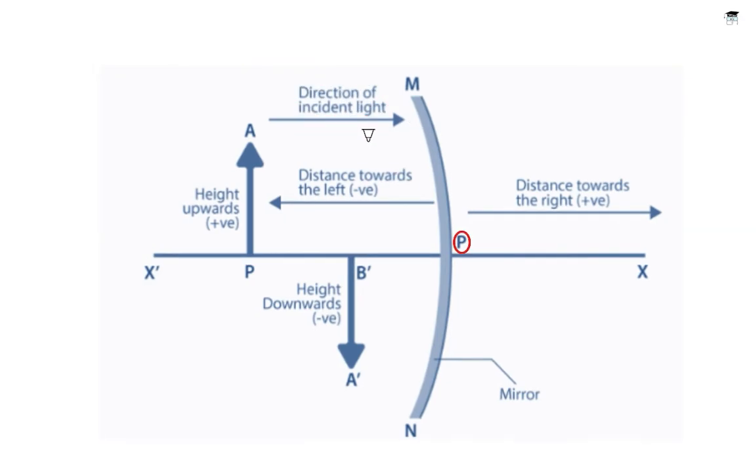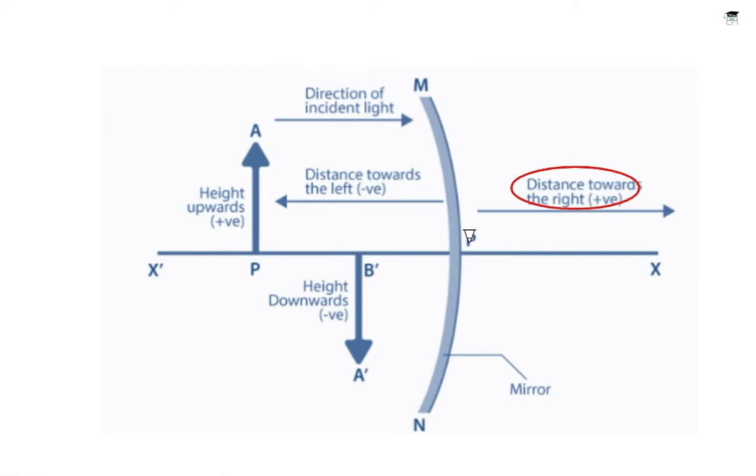The second one is all distances parallel to the principal axis are measured from the pole. All the distances which are parallel to the principal axis, such as the distance of the object, the distance of the image, all these distances are measured from the pole. The third one is all distances measured to the right of the pole are taken as positive. All the distances from the pole to anywhere in this direction will be taken as positive.